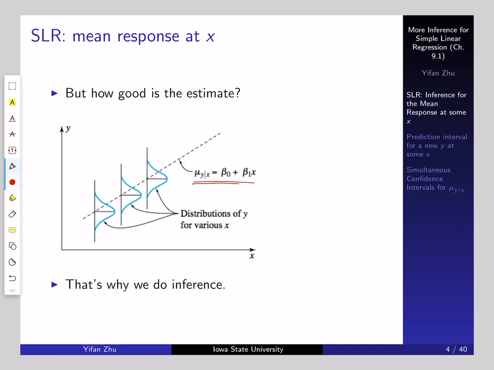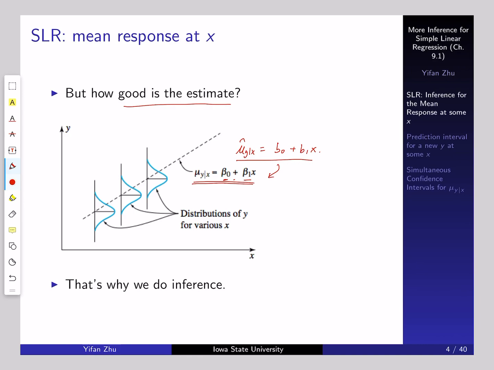The thing we are really interested in is the true mean response at that x. So we are interested in mu of y given x, which is beta naught plus beta 1 times x. For the estimated version, we are using b1 and b naught, estimated using the samples. So in order to get an idea of how good this estimate is, we need to do statistical inference using confidence intervals and hypothesis testing to infer some knowledge about the true mean of y given a certain value of x.